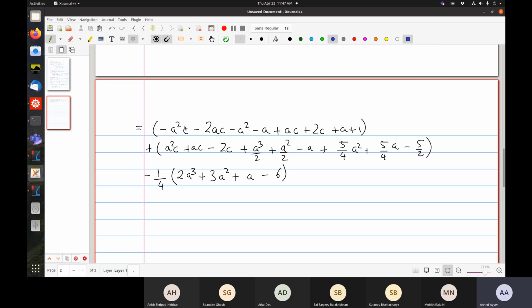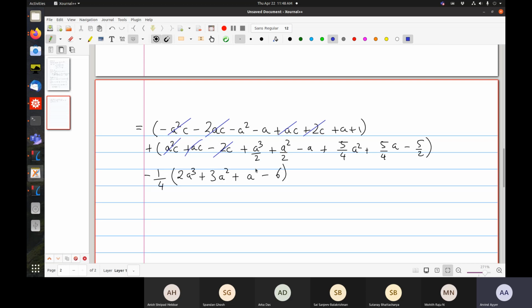So let's look at the A squared C terms. So there's this and this, so they cancel out. And now let me look at, I don't know, the AC term. So I have minus 2ac, I have a plus ac and plus ac. So that cancels out. And now I have the c term, so I have a plus 2c and a minus 2c. So they cancel. Okay. So now all the c terms are gone.